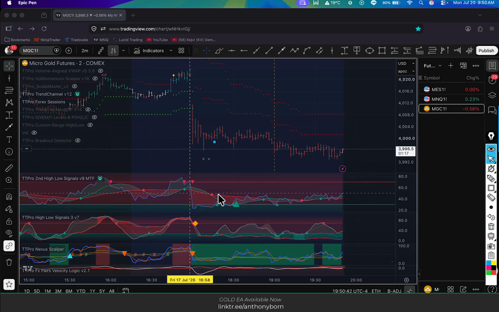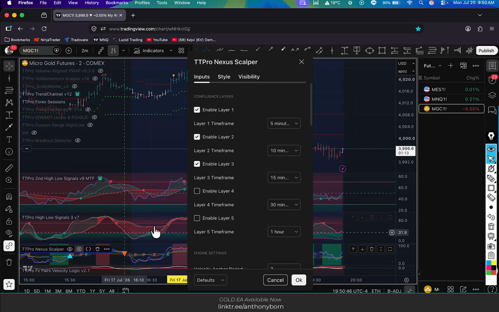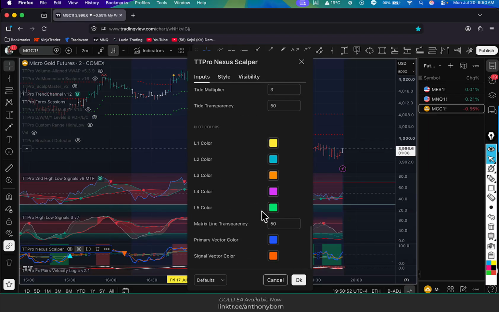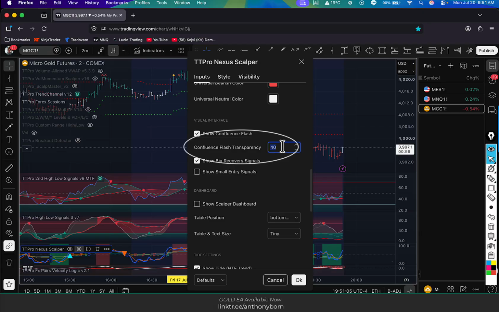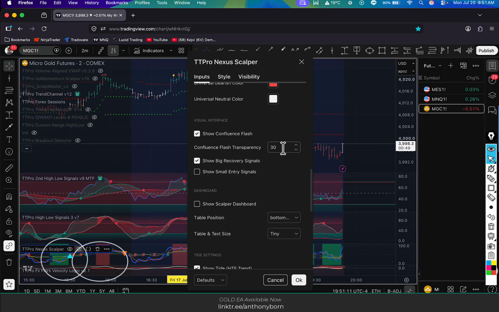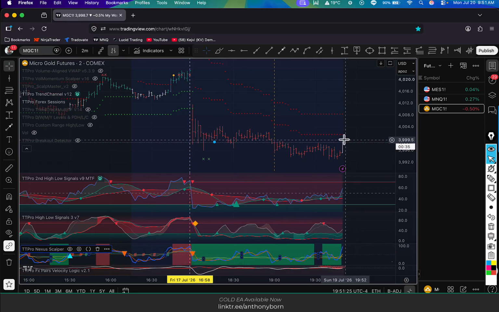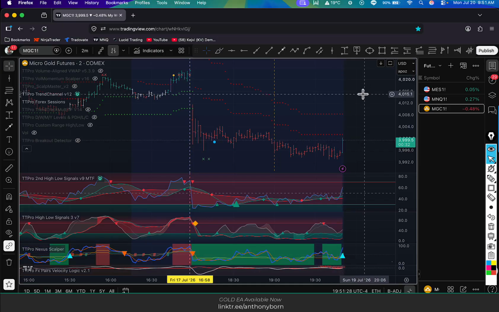All right. Now, the Nexus scalper, you might want to go in to the settings and scroll down, and you want to change the Confluence flash transparency. Let's go to 30 and have a look at the red and green down the bottom. There you go. Even 20. See the red and the green background? Okay, so let's do that. So this is telling you just get ready because it's overextended and it's looking like it might want to turn around there. Look, see? So this is gold.